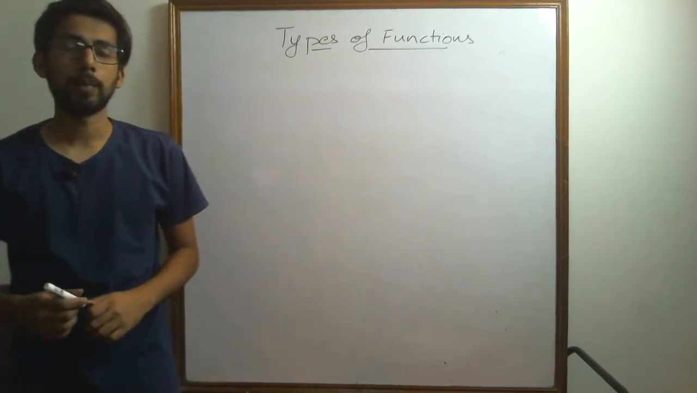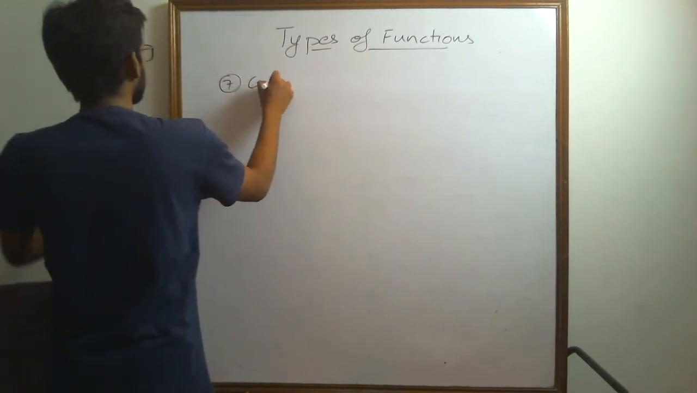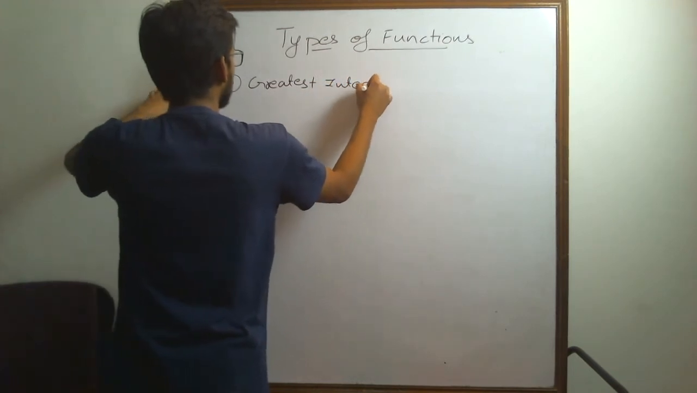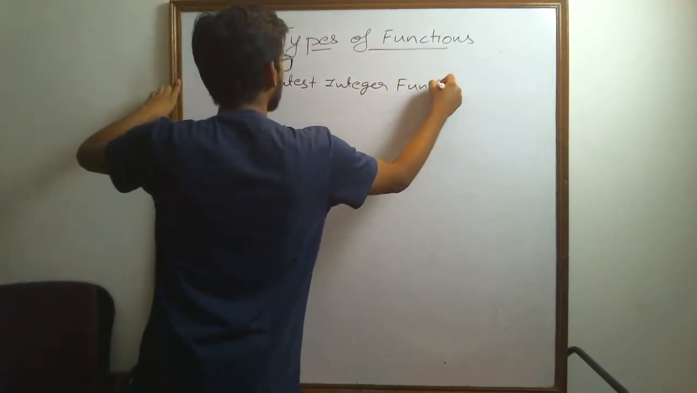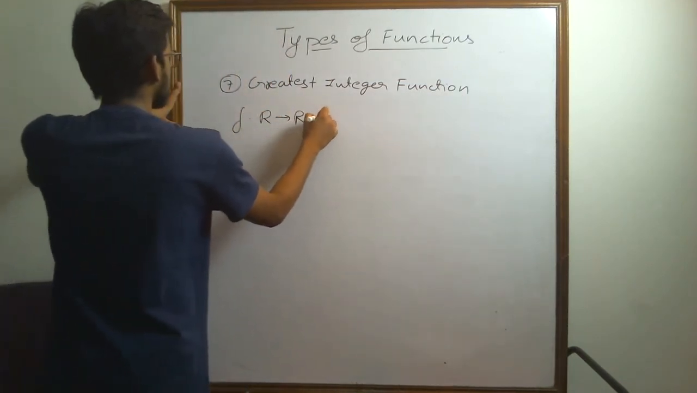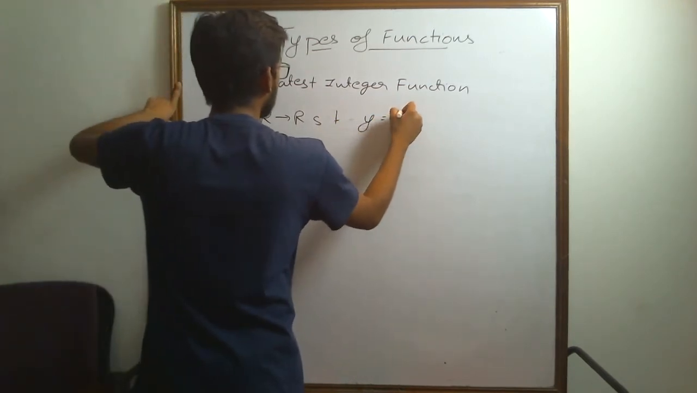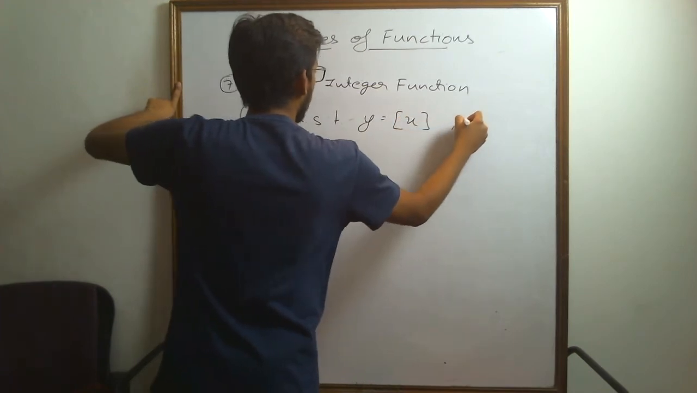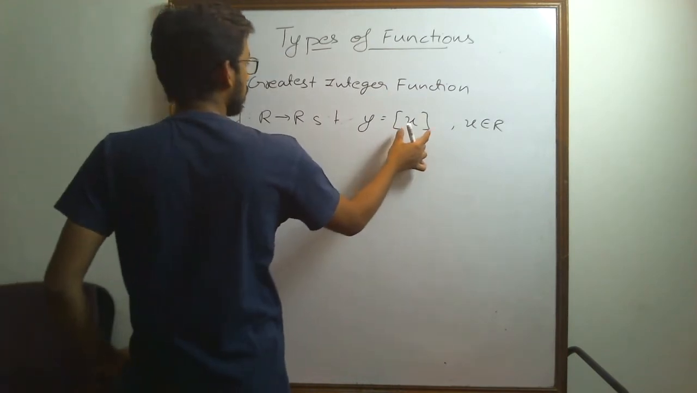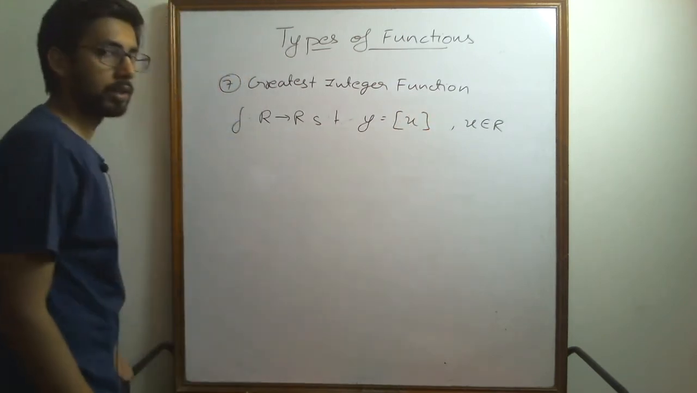Okay, so the last type of function is the greatest integer function. Let us take a function f from R to R such that y is equal to the greatest integer of x for all values of x belonging to R. Now this is the notation for the greatest integer function. We make square brackets around x to denote greatest integer function.